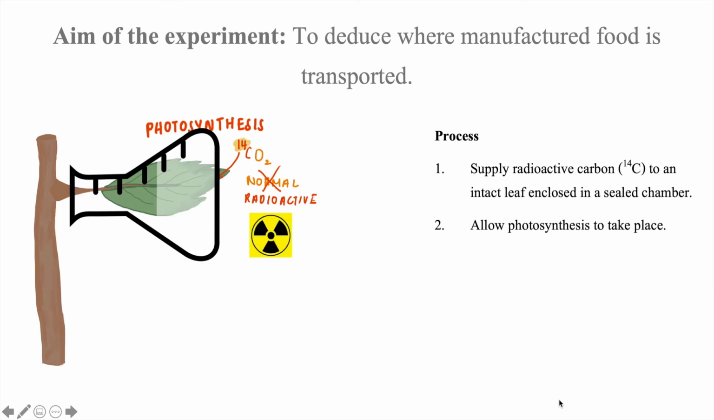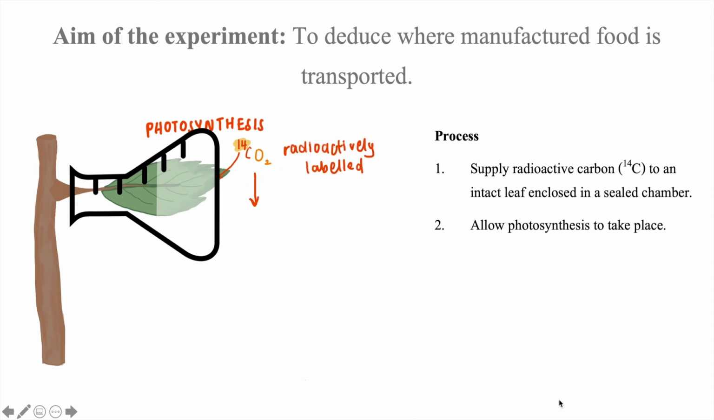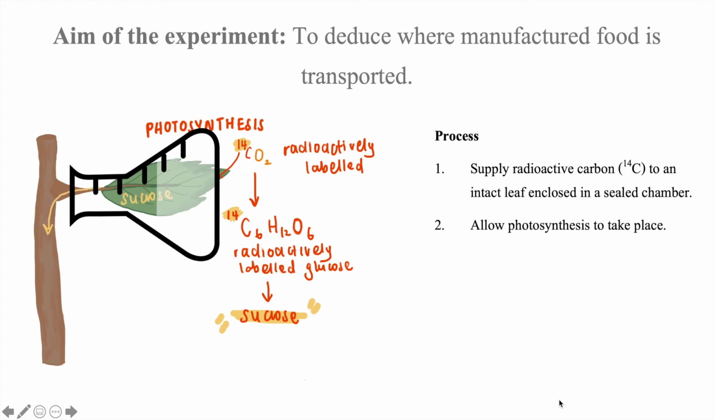Radioactive carbon became popular after World War II, when it became available to researchers. Radioactive glucose is then made using the radioactive carbon dioxide, and sucrose is also made from the glucose and transported through the plant.